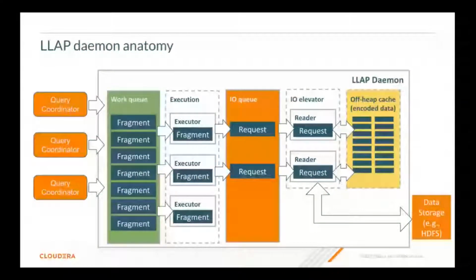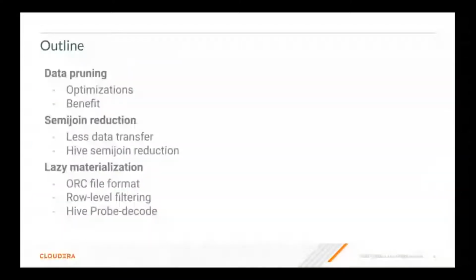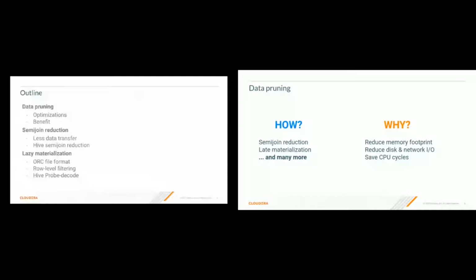Now, for the remainder of the presentation, we're going to split it in two parts. Since we have two optimizations we're going to talk about, semijoin reduction and lazy materialization, after talking a bit about the data pruning and filtering optimization. So now, handing over to my colleague Stamatis, who is going to take over from here.